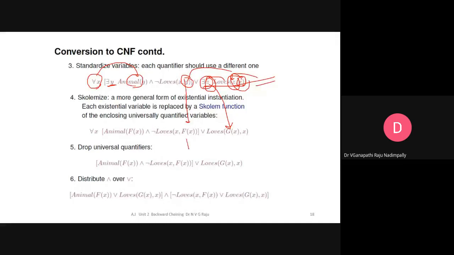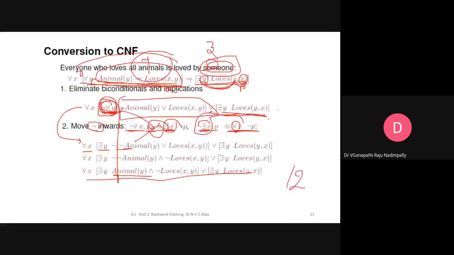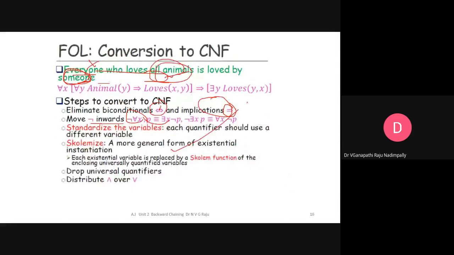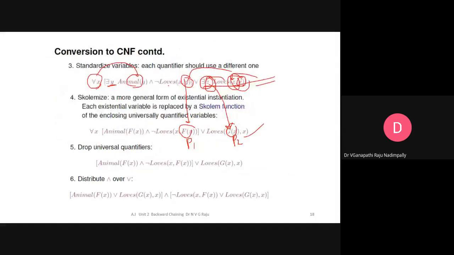Either you can replace with capital P1 for one variable and capital P2 for another variable, or you can write G of X function for Z and F of X function for Y. Is it okay? This is called Skolemization. This is the third step. Now wherever you have existential symbols, we can replace them with Skolem constants and functions. Now with this, is it okay?